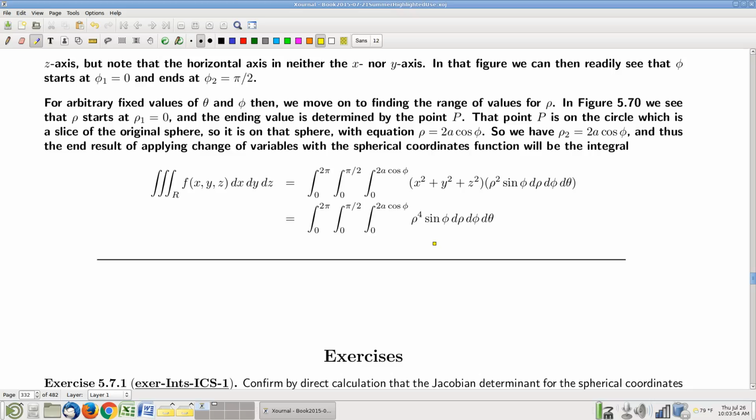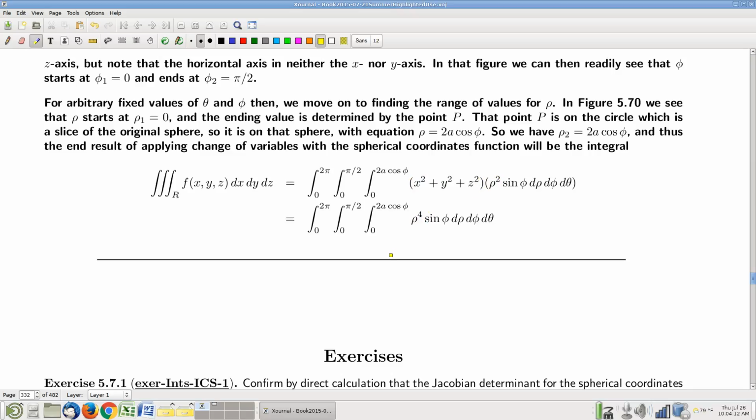Okay, how are we doing? Anybody have any questions about it? Yeah. How did you go from the top line to the bottom line? Okay, so I've got that's rho squared. Oh, okay. And there's another rho squared, and that gives me the rho to the 4th. Yep.